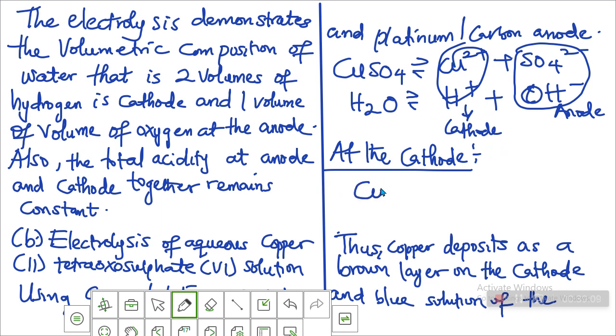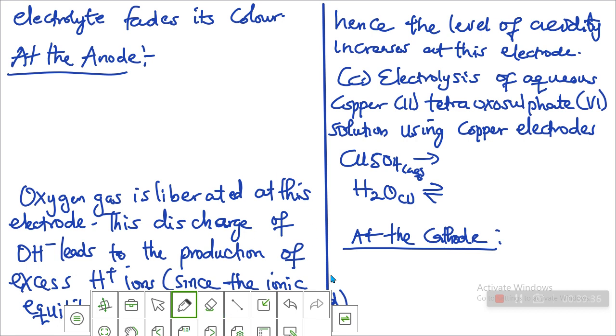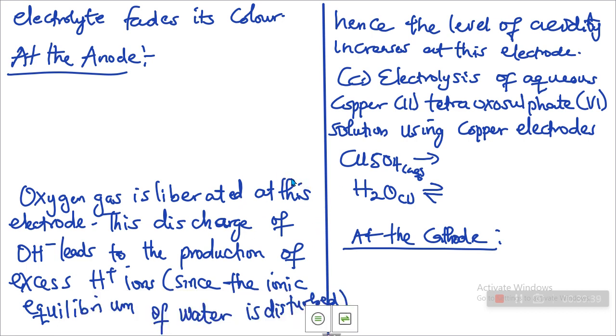So what happens at the cathode? Gaining of electrons. So you will have 2e minus. We are going to have just copper. It is when we have gases that we will be balancing. So this will be Cu2 plus plus 2e minus gives Cu(s). This is the cathode. The copper deposits as a brown layer on the cathode, and the blue solution will be fading, because copper is discharged, and copper 2 has the blue color. I hope you understand.